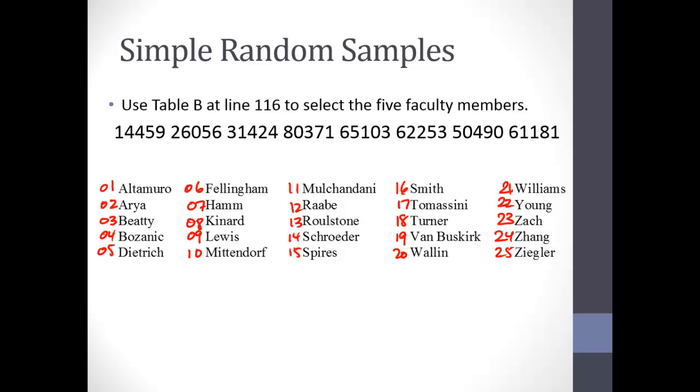Okay, so then again, I want to go to Table B and pick out a line. I've chosen line 116 here, and then I want to start counting, looking at however many digits I've used for my labels. So here I have 2, looking at each succession of 2 numbers. So I have 14, I have 45, I have 92, I have 60, I have 56, 45, 60, 56, 31, 42, 48.